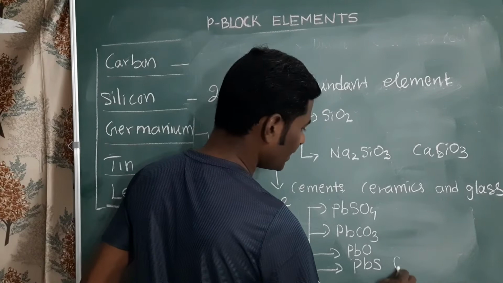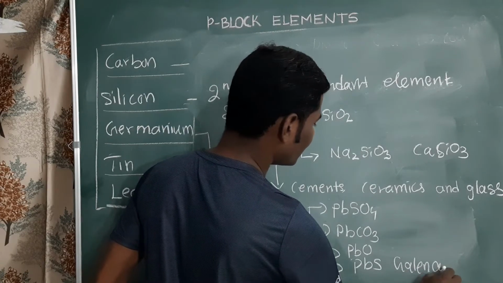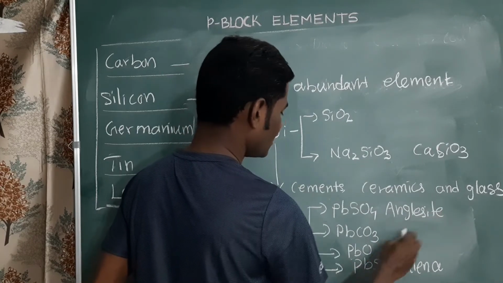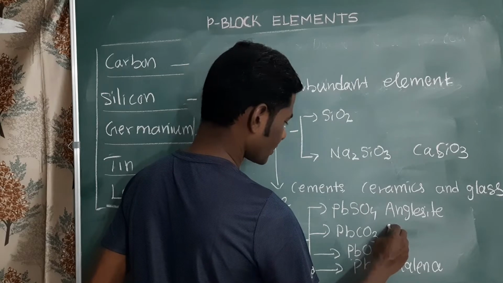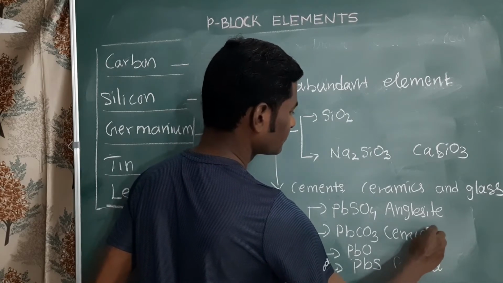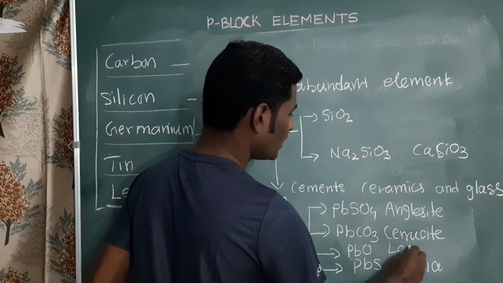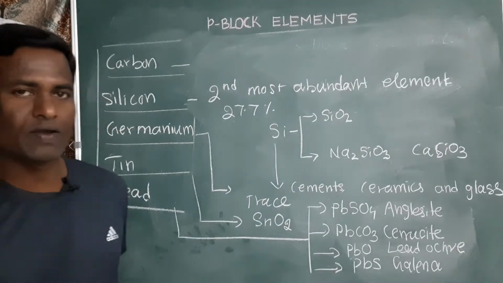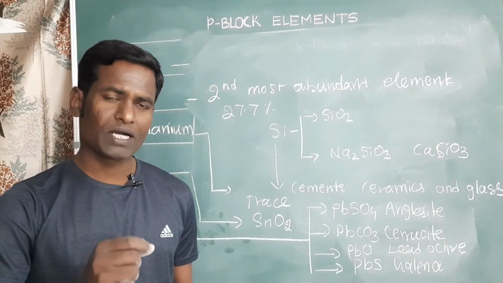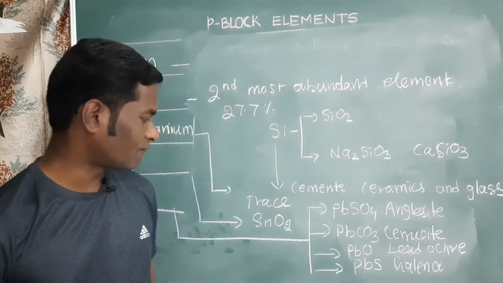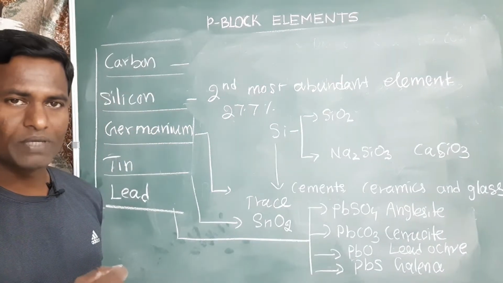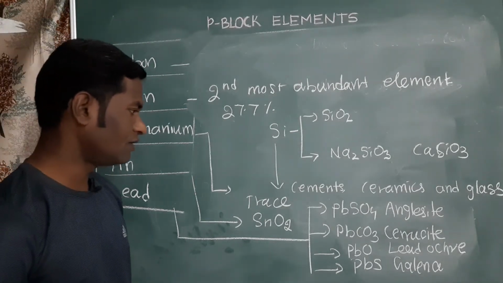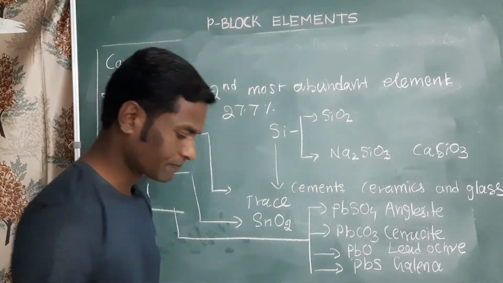The name of PbS is galena, which is the ore of lead. PbSO4 anglesite, PbCO3 cerussite, PbO lead ochre. These four compounds we can call minerals of lead, but the maximum quantity of lead is extracted from galena PbS. So PbS is only considered as the ore of lead. The remaining three are considered only as minerals of lead.